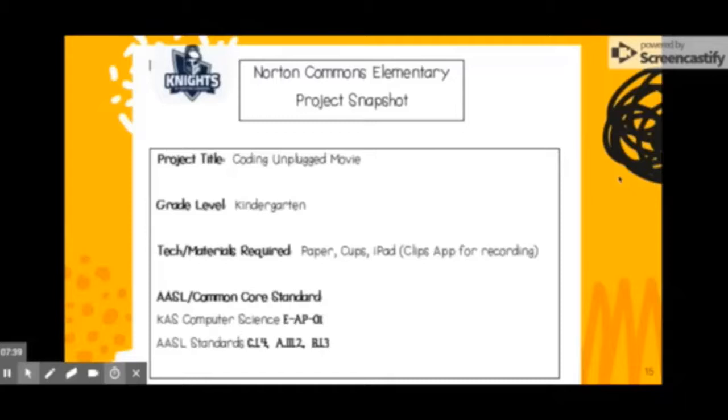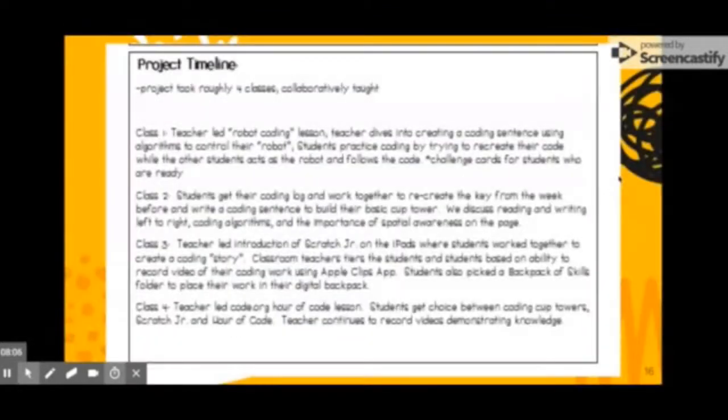Here I have an overview of the project. It's a Coding Unplugged movie. Grade level was kindergarten, although you can make it harder and tier it for different grades. There's not much required, which I appreciate. You basically need cups, paper, and one iPad to be able to do the clip as they film and finish. It speaks to some computer science standards as well as AASL standards. I pulled some main ones, but this goes into even more than that if you really wanted to pull some more standards.